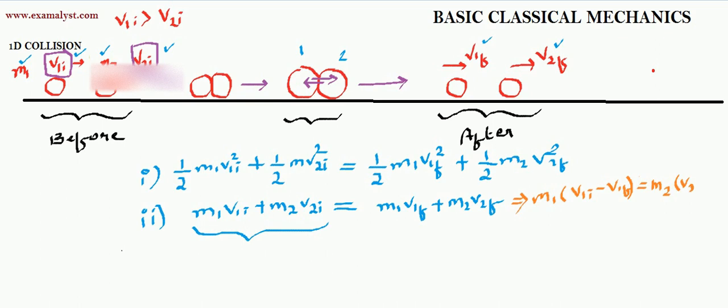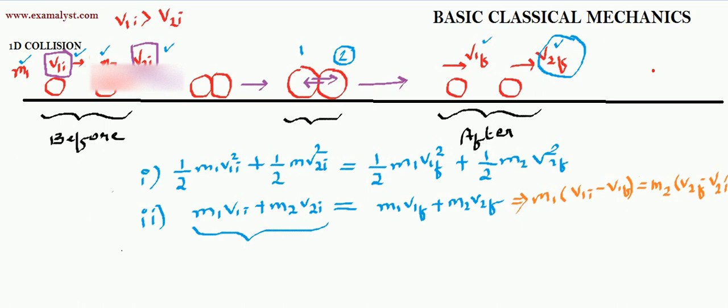Agreed? So this is just simple algebraic manipulation. Now look at this carefully. Can you tell me whether v2f will be more or v2i will be more? Obviously, as I said, during the squeeze the velocity of 2 decreases. It means v2f must be less than v2i. Okay, as I've discussed earlier.